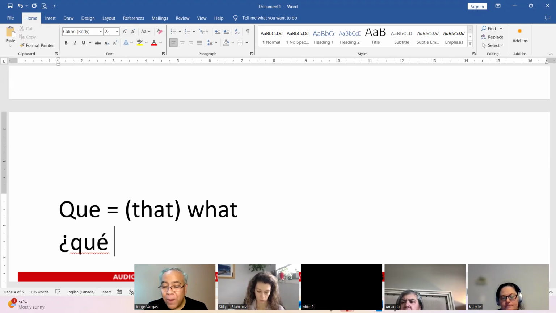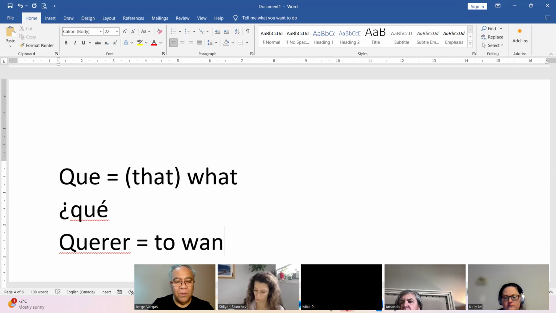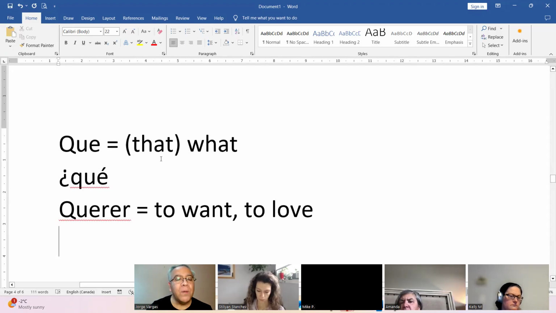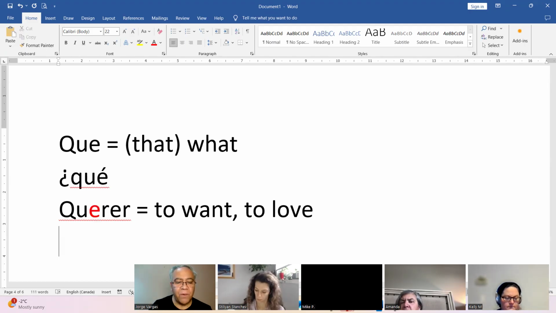Querer, to want or to love, right? Querer is a so-called stem changing verb, right? And we'll use it as, in this case, to want, although this could also mean to love a person. Okay. And I'm going to put that E in red, reminding you that it's a stem changing verb.